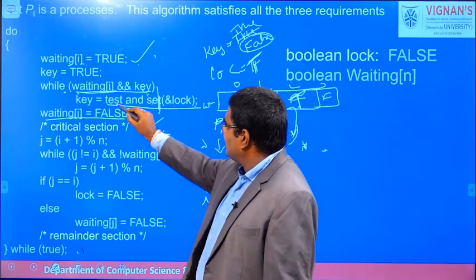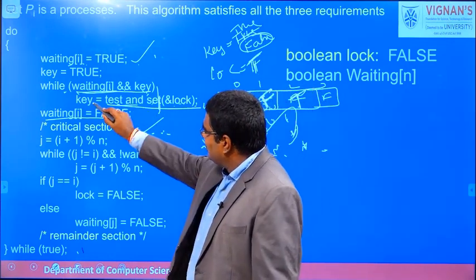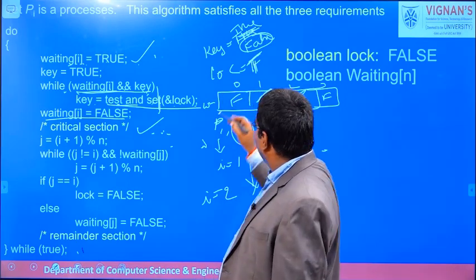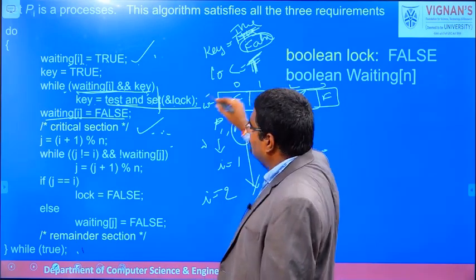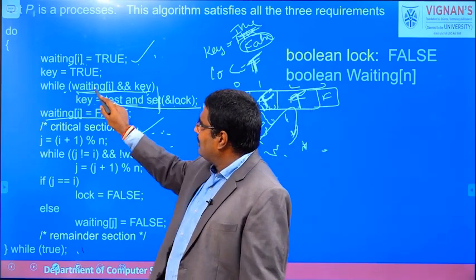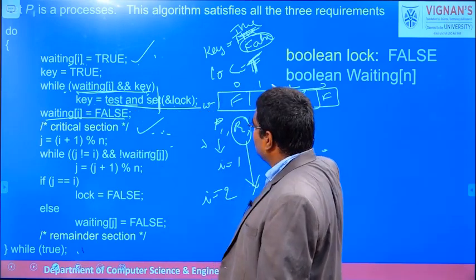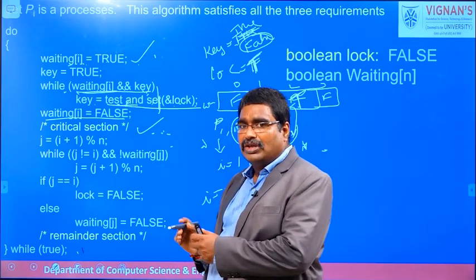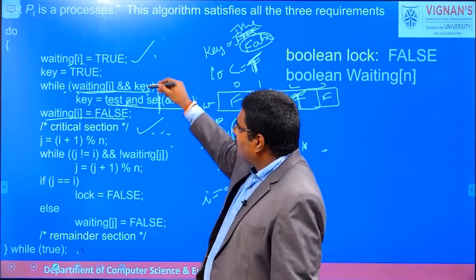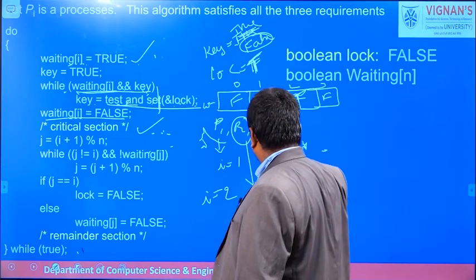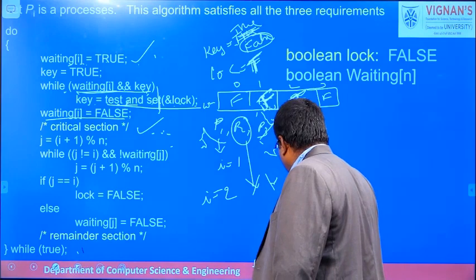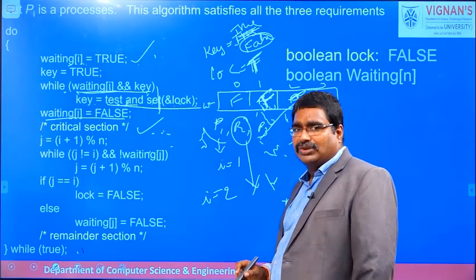For that reason, the test and set function returns the true value. So the key value is not changed, it is true only. And the next one, lock, is also true only. So automatically it again goes to the while loop: waiting of 2 is true and key is true, both conditions hold, so it is repeatedly executing. So automatically the P2 process is not allowed to enter into the critical section. I hope you understand that P2 is not allowed to enter into the critical section.